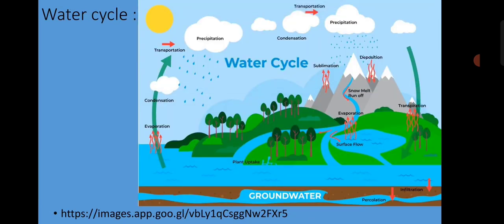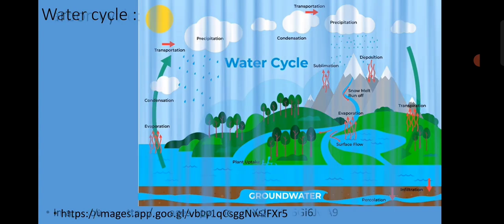Certainly, the water cycle, also known as the hydrologic cycle, describes the continuous movement of water above and below the surface of the earth. It is a complex process that involves various physical and biological processes including evaporation, transpiration, condensation, precipitation, deposition, runoff, infiltration and groundwater flow.